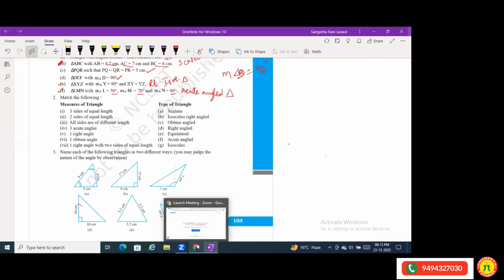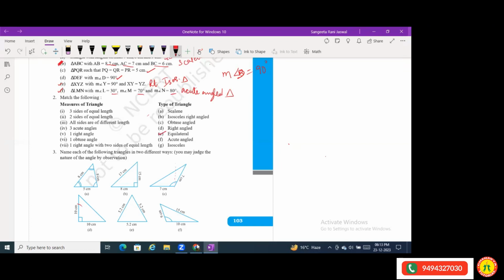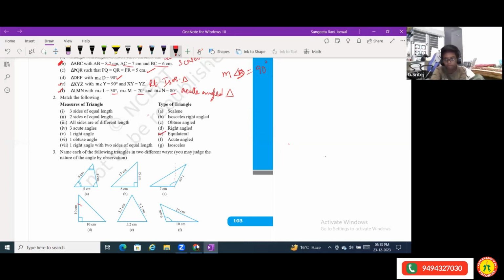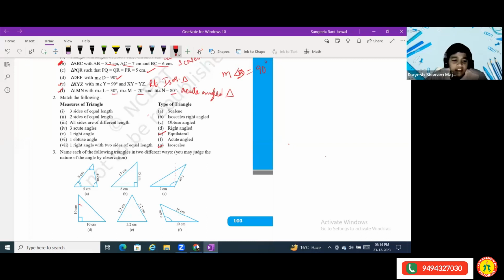Okay. Let's do three sides of equal length. What is this? Three sides of equal length. When all the three sides are equal, ma'am, it's equilateral. Ma'am, it's option E, equilateral. Yes, good. Now, two sides of equal length. Isosceles. Very good. Okay, next, third one. All sides are of different length. Scalene.